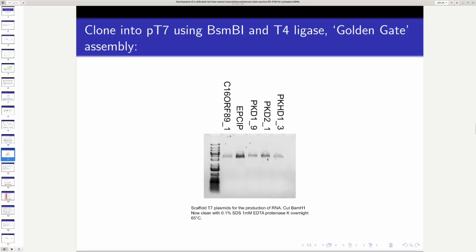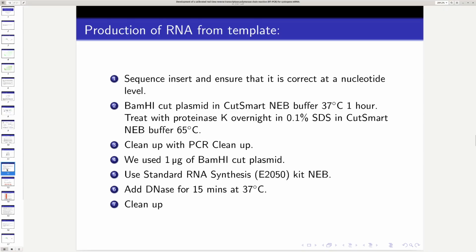So you've got your T7 promoter, your gene of interest, and then a BamHI site. The polymerase will go from the T7 through your gene of interest, making RNA, and it'll fall off. And then to get rid of any RNases, before we did the RNA step, we cleaned up with 0.1% SDS, 1 millimolar EDTA, and some proteinase K overnight, 1 microgram per mL. And then we cleaned it up.